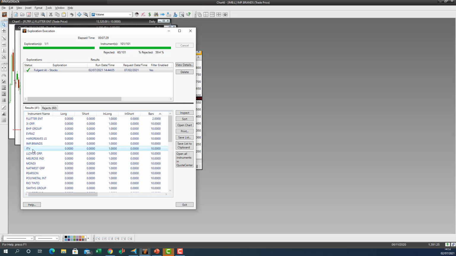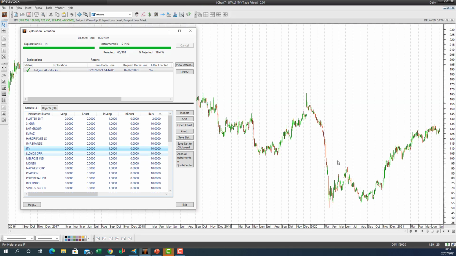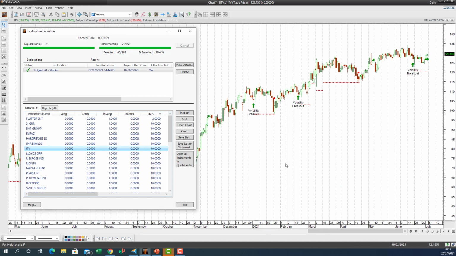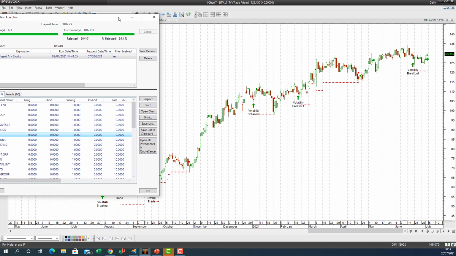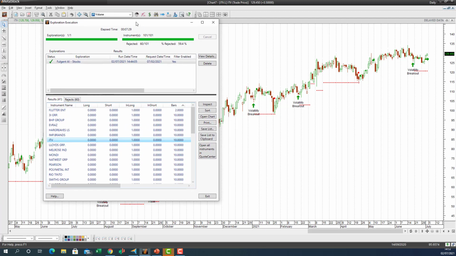Let's look at ITV. Fantastic. Yeah, just look at this one. Just keeps on pumping these swing trades up there. Huge volatility breakout move there. There we go. Off we go. So also a lot of fantastic trades there.